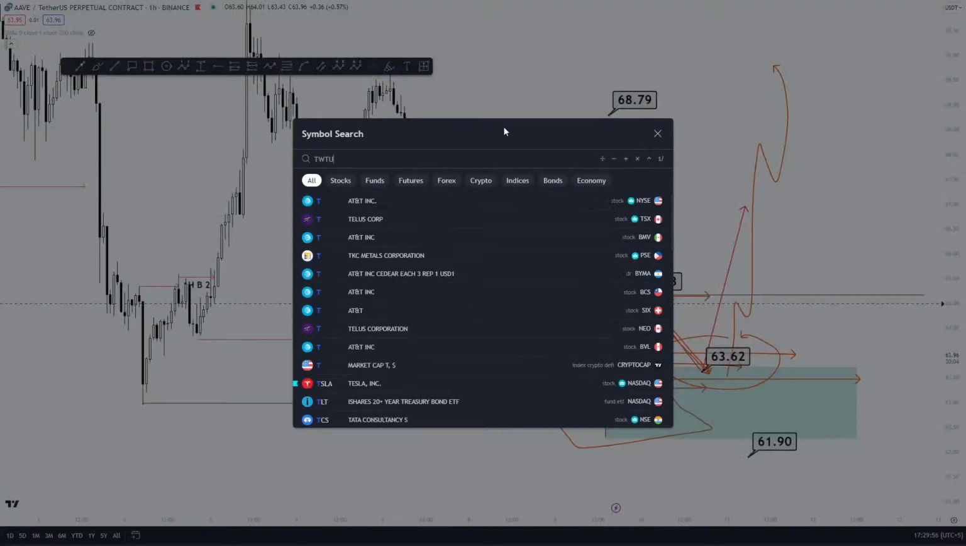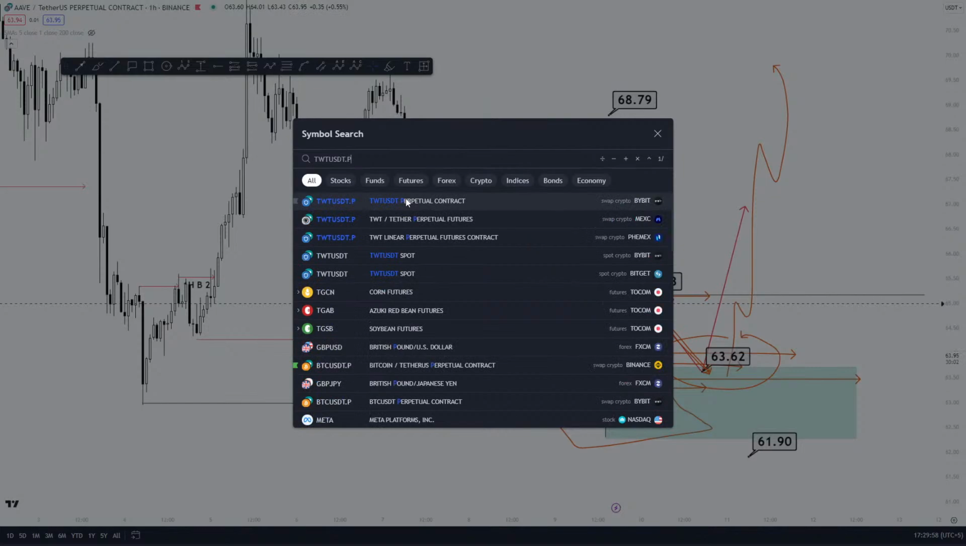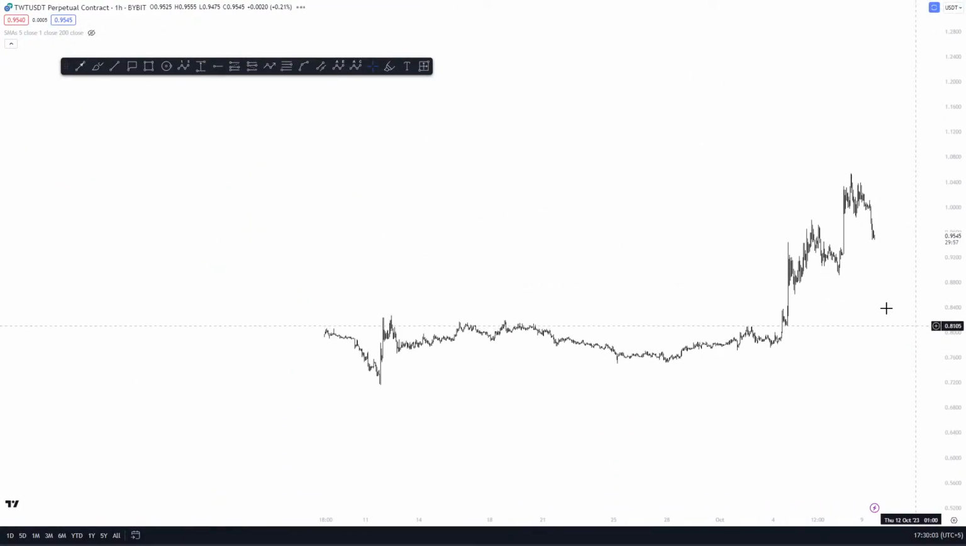TWT, okay, nice. I will look at TWT, and then I will just cut off. TWT is not on Binance, sad, but it has a good structure.